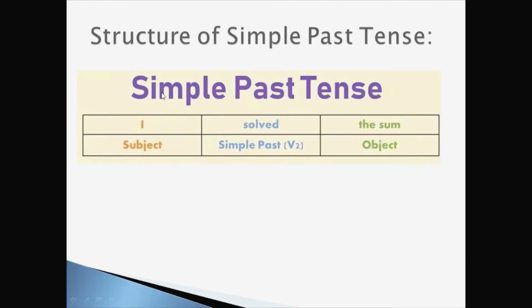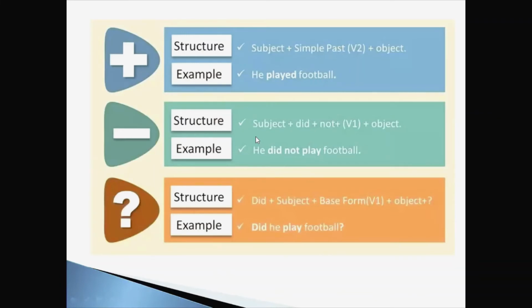Okay. You can change the subject, and you can change the object also. When you change it, the simple past should be in V2 form only. See the structure for the positive sentence: subject plus V2 plus object. He played football. She played football. They played football. I played football. It's the simple past structure.